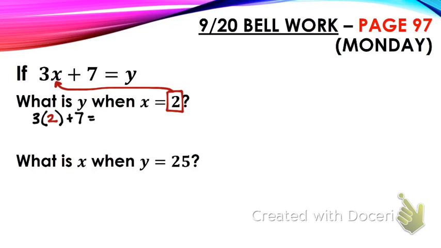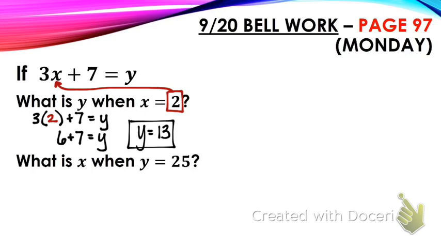And why would you multiply the 3 and the 2 first before you add the 7? PEMDAS, order of operations. So I would have 6 plus 7 equals y, which means y is how much? 13.